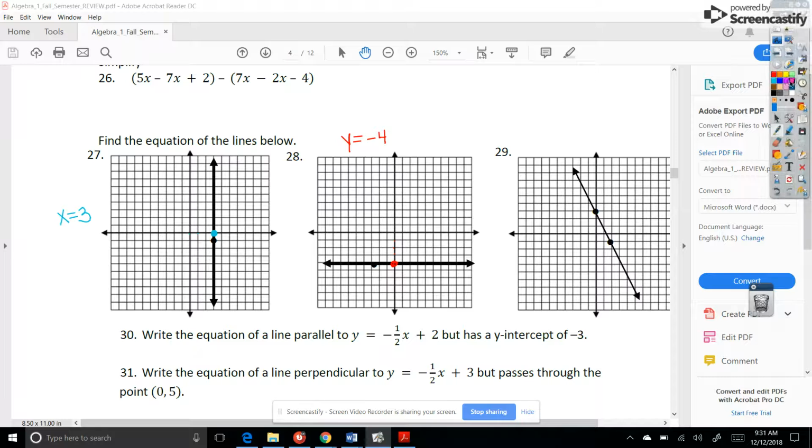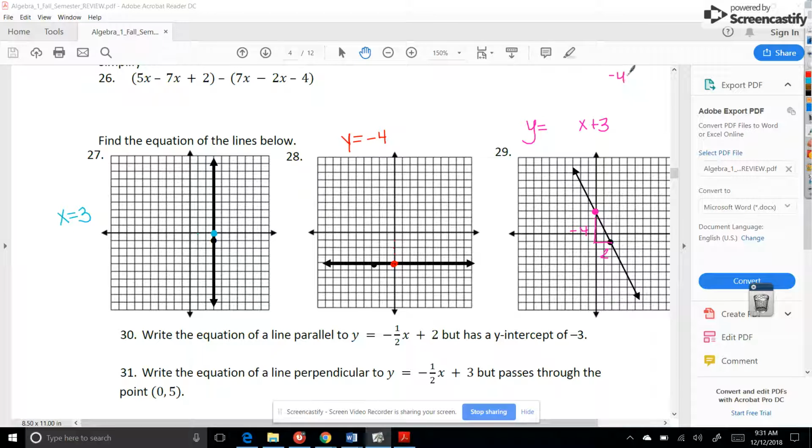And this last one I'm going to write into slope-intercept form because it looks like I can count out my slope from my dots, and I have a y-intercept there at 3. So let me count my slope. 1, 2, 3, 4, going down 4 and going to the right 2. So negative 4 over 2 simplifies to negative 2.